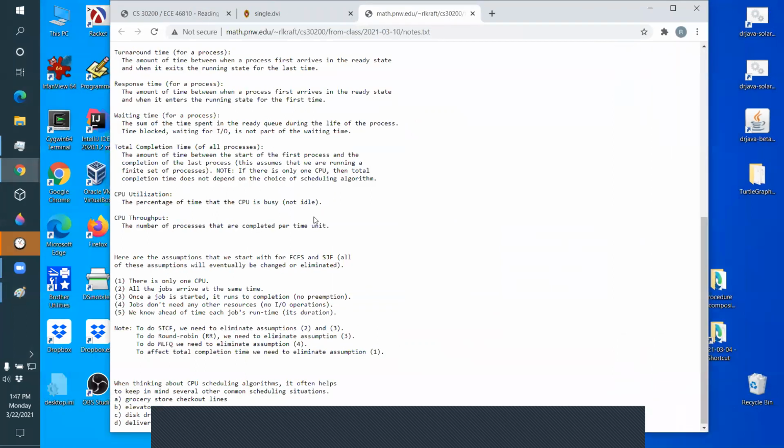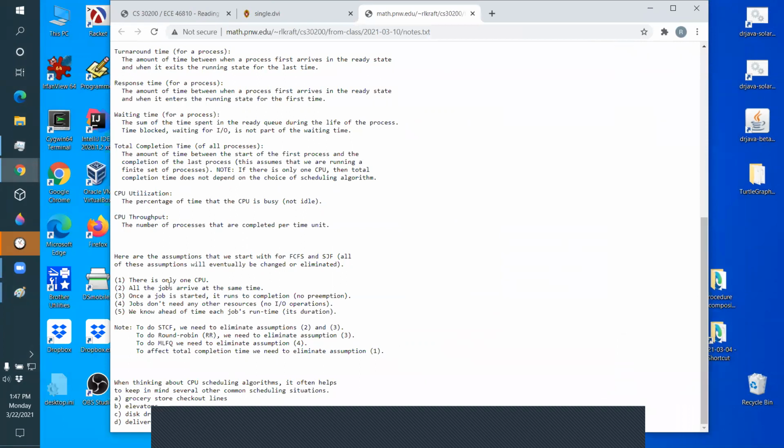At this point, we've relaxed several of our assumptions. There's still only one CPU. We're no longer assuming that jobs arrive at the same time. We're no longer assuming no preempt. We're allowing jobs to arrive at any time. We're allowing jobs to be preempted, but we still are using only one resource. And we know how much time. So we've relaxed 2 and 3, and kept 1, 4, and 5. So we've done shortest time to completion first, which needs to relax 2 and 3.